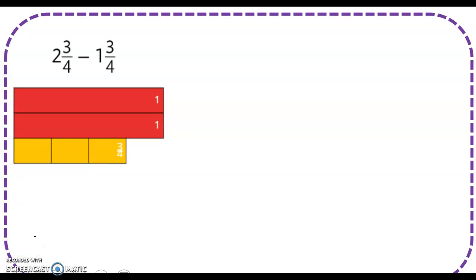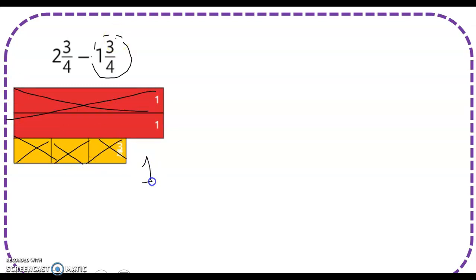So this one, same thing. We have our 1 whole, and we're taking away, so we have 2 3/4 minus 1 3/4. I'm taking away 1 whole and 3/4. This is what I'm taking away. So I'm going to take away the whole, and I'm going to take away the 3/4, and we're going to be left with 1 whole.